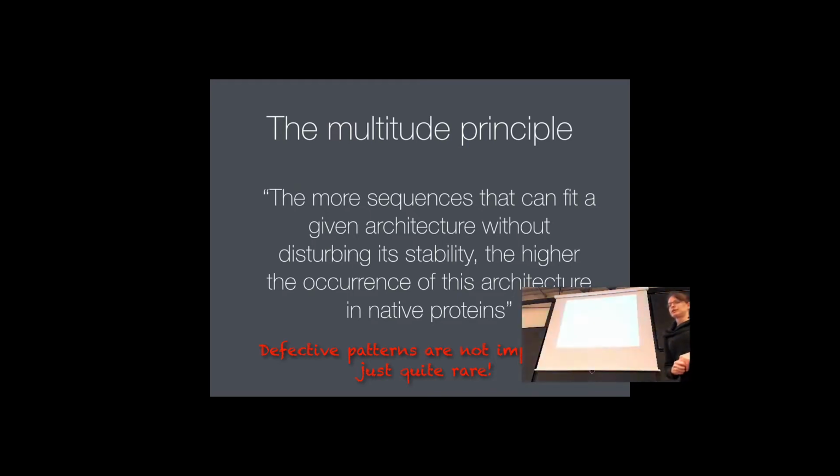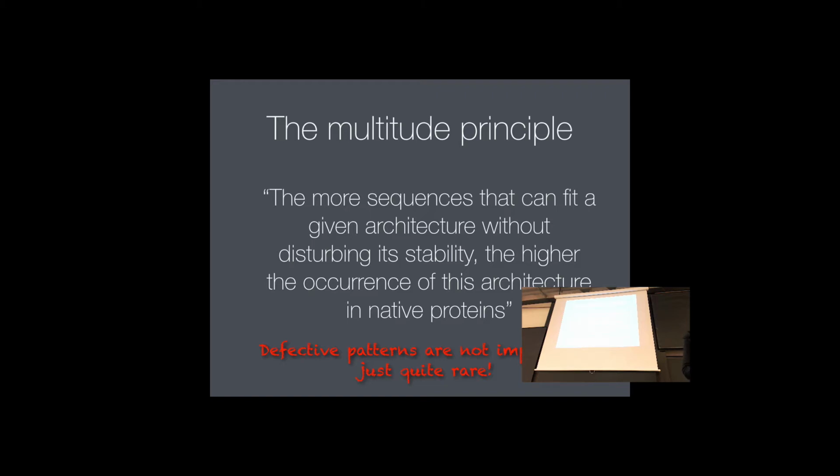So this is all summarized in the multitude principle, which you might want to memorize. The more sequences can fit a given architecture without disturbing its stability, the higher the occurrence of this architecture in native proteins, which in other words means that defective patterns are not impossible, they're just quite rare. So I'm going to give you 1 minute to go through this, and if there's still a problem after 1 minute or 30 seconds, then ask me a question. We're going to use this in what comes.